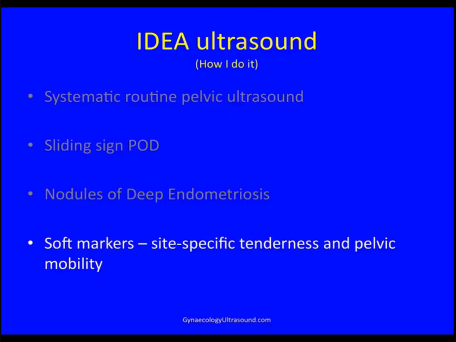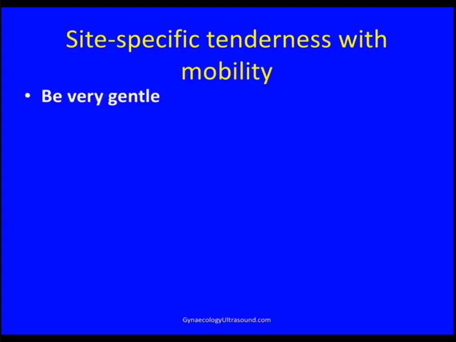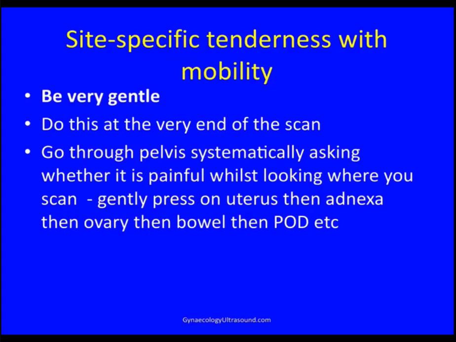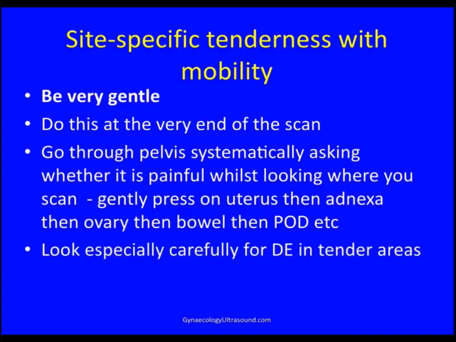So we've done the routine scan, we've done the sliding sign, we've looked for nodules of deep endometriosis in the anterior and the posterior compartment, and last thing is soft markers, site-specific tenderness and pelvic mobility. What I do mainly is I'm very gentle. I do this right at the end of the scan, and I will go through systematically saying, right, I'm now going to see if you're sore anywhere, then very gently press on the uterus and the adnexa, etc., like you would doing a normal systematic scan, and judge the mobility at every point and judge tenderness. And if you have got a tender area that you hadn't appreciated, look very carefully, did you miss some deep endometriosis there?